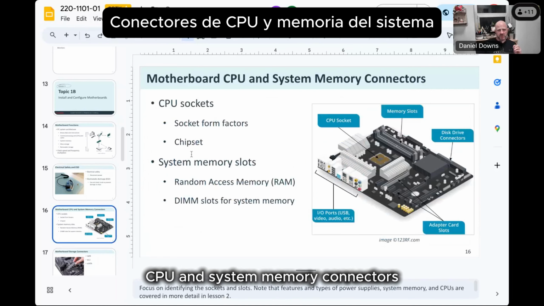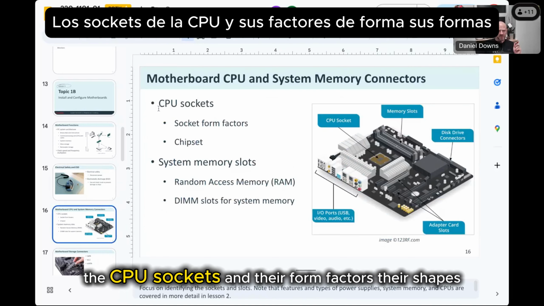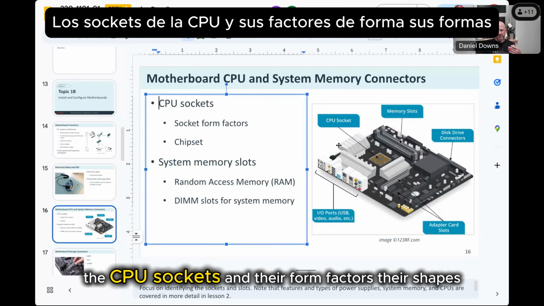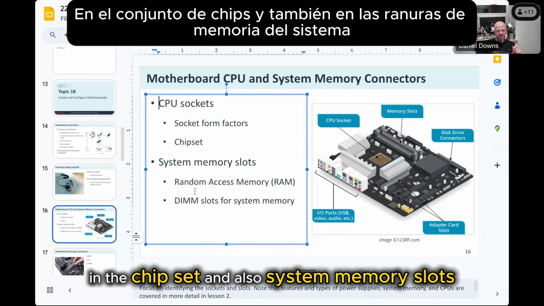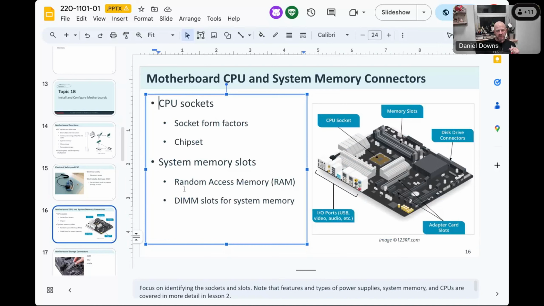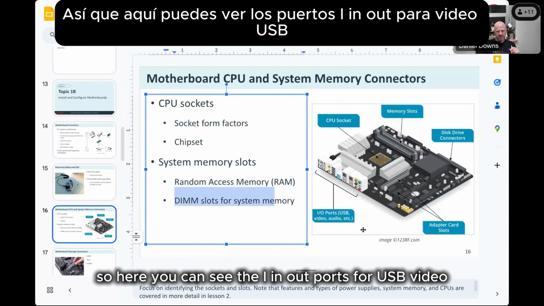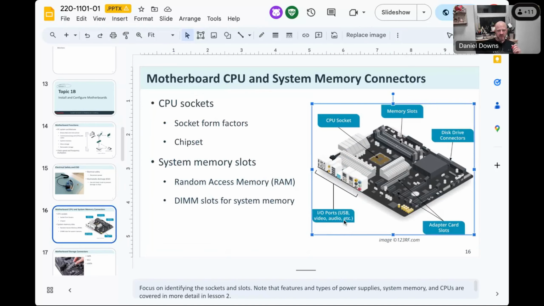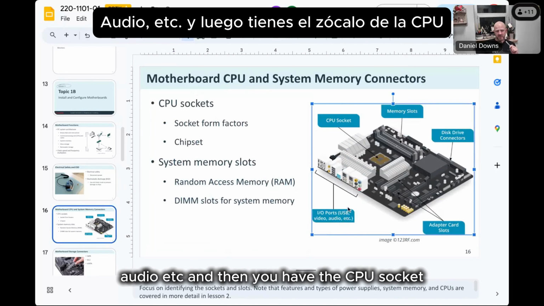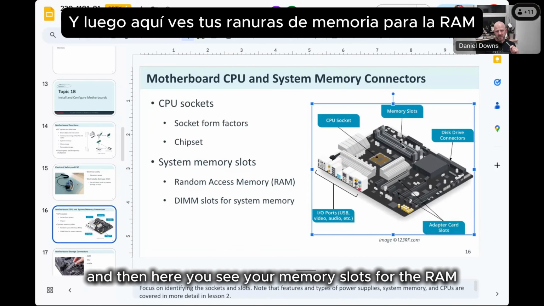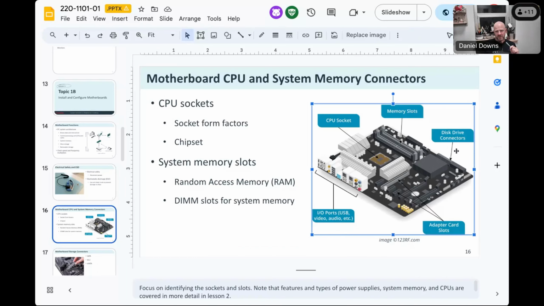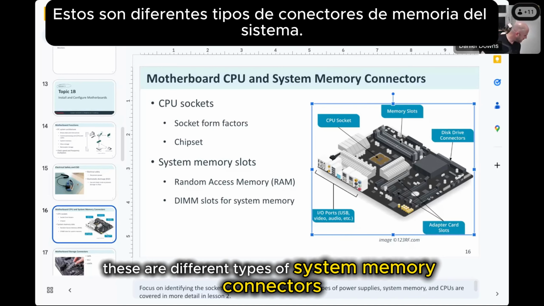The motherboard, CPU, and system memory connectors, the CPU sockets and their form factors, their shapes, and the chipset, and also system memory slots. So those slots for RAM and the DIMM slots for system memory. So here you can see the in-out ports for USB, video, audio, etc. And then you have the CPU socket. And then here you see your memory slots for the RAM. Here your disk drive connectors. And then you see your adapter card slots. So these are different types of system memory connectors.